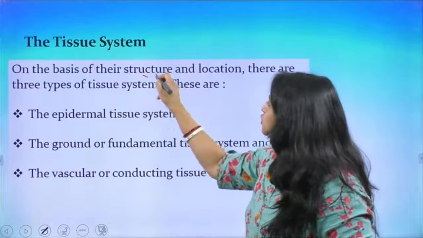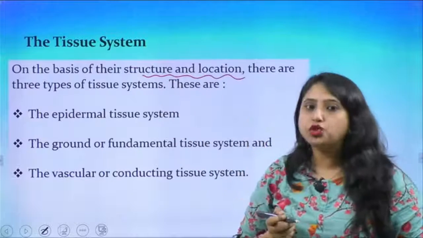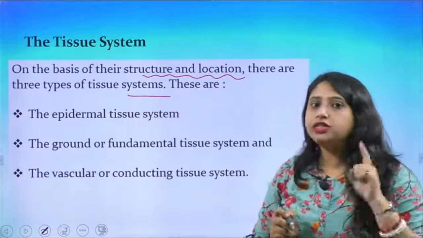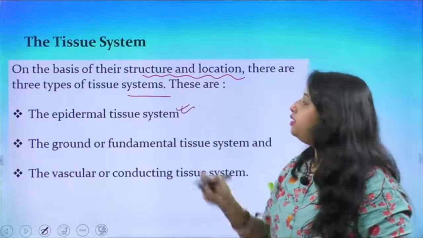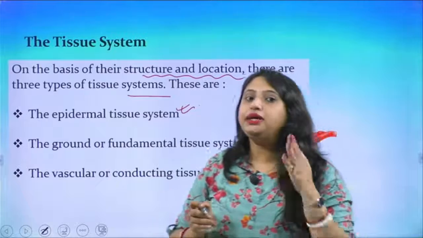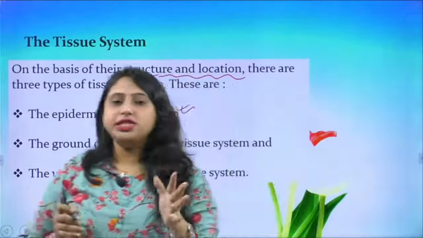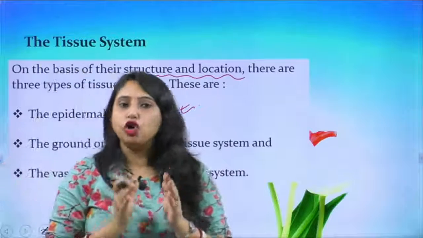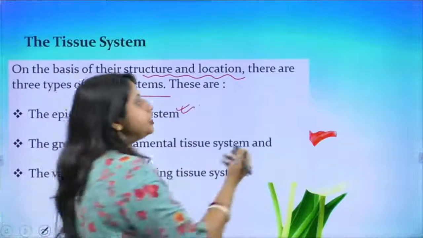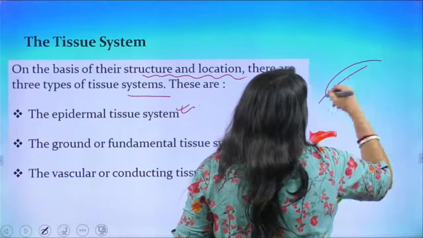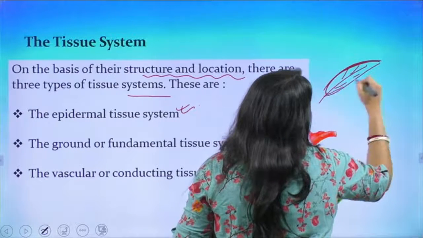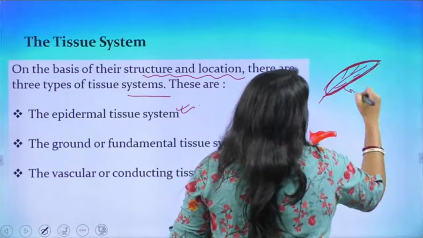So let us learn about the tissue systems. On the basis of structure and location, there are three types of tissue system. The first is the epidermal tissue system. What do we mean by epidermis? Epidermis means the outermost layer of any part of the plant. If it is a leaf or a flower, the outermost covering is the epidermis.